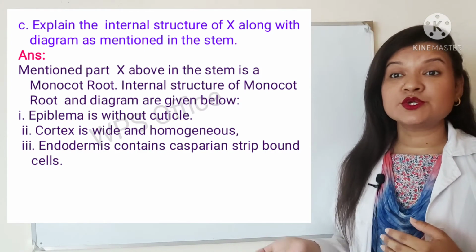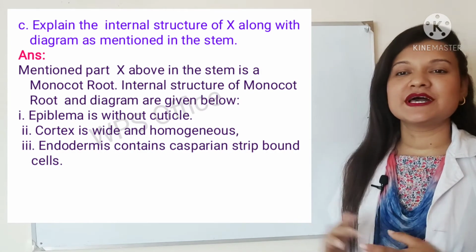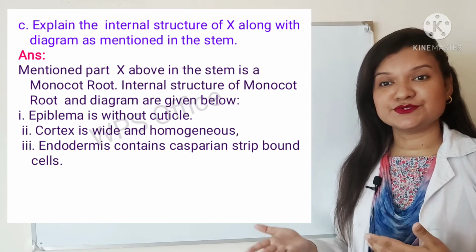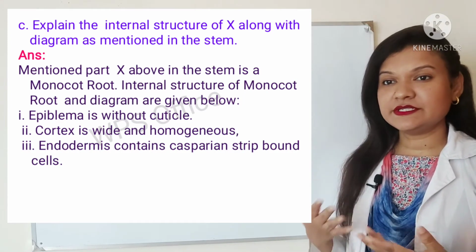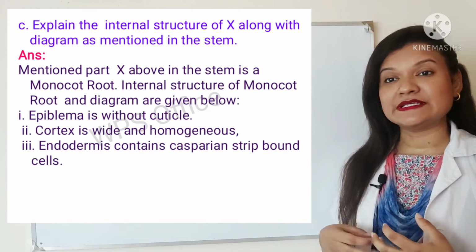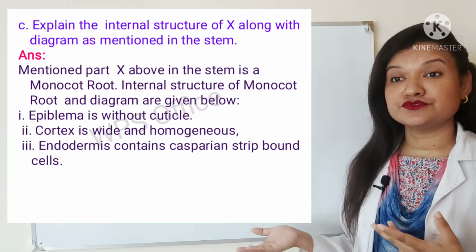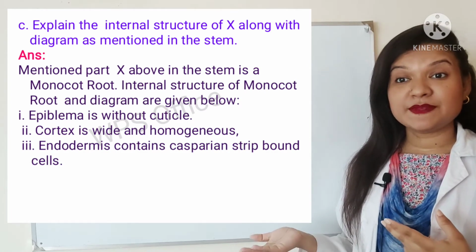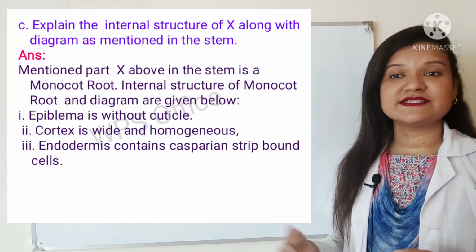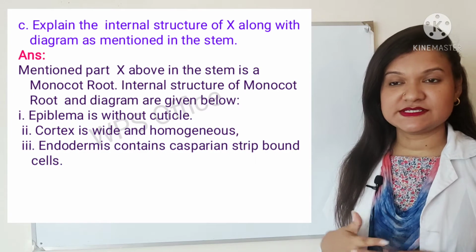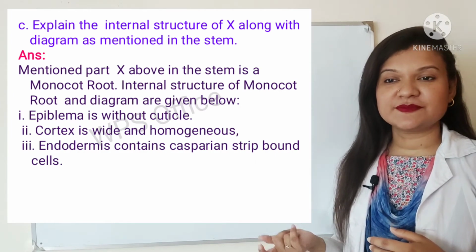Answer: the part X mentioned above in the stem is a monocot root. The internal structure of the monocot root and the diagram are given here. First of all, I will tell you the structure of the monocot root. Number 1, epiblema is without cuticle. Number 2, cortex is wide and homogeneous. Number 3, endodermis contains Casparian strip-bound cells.